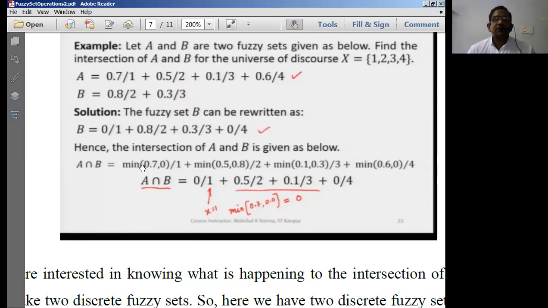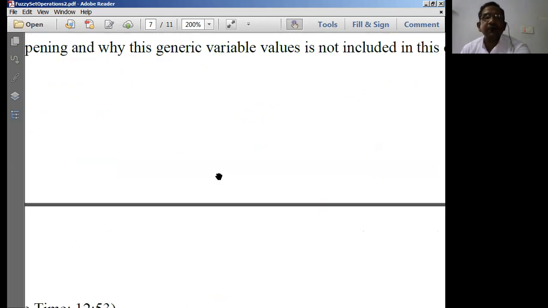So this is the set we are going to have, which is A intersection B. So we trace out only the minimum values among these two sets. Once we trace them out, we get the intersection of these two sets. For example, the minimum of 0.7 and 0, the minimum value among these two, is 0. So according to that, we have simply solved this particular intersection of two sets.